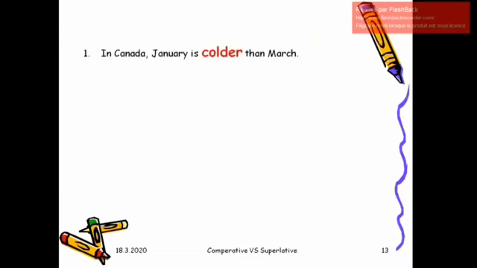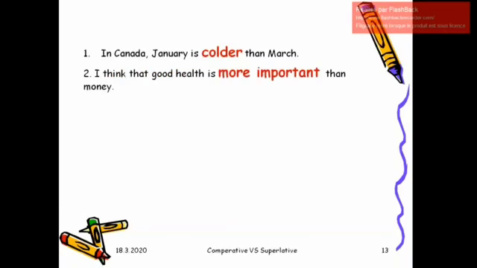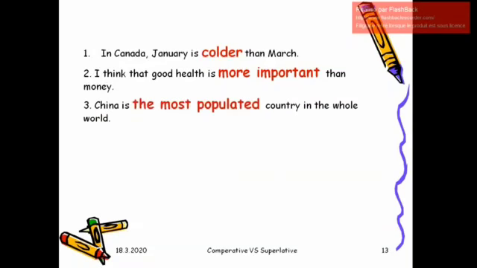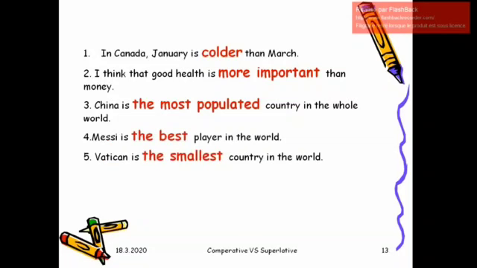Yes, number 1. In Canada, January is colder than March. I think that good health is more important than money. China is the most populated country in the whole world. Messi is the best player in the world. Vatican is the smallest country in the world. Coronavirus is the worst virus in the last 2 decades.